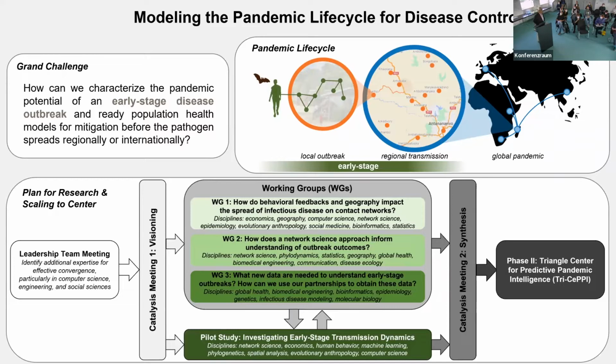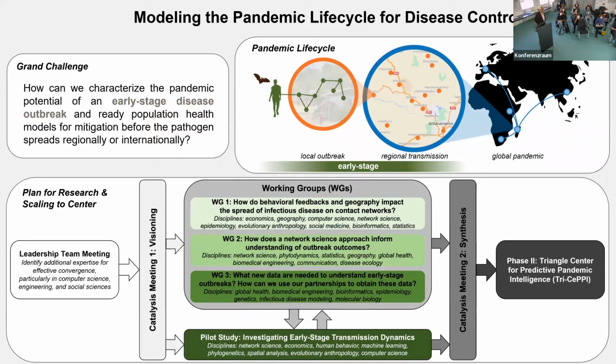extraordinarily interdisciplinary, right? So the first is, how do behavioral feedbacks and geography impact the spread of infectious disease on contact networks? And you can see that the disciplines included at those three universities, including mine, are economics, geography, computer science, network science, epidemiology, evolutionary anthropology, social medicine, bioinformatics, and statistics.